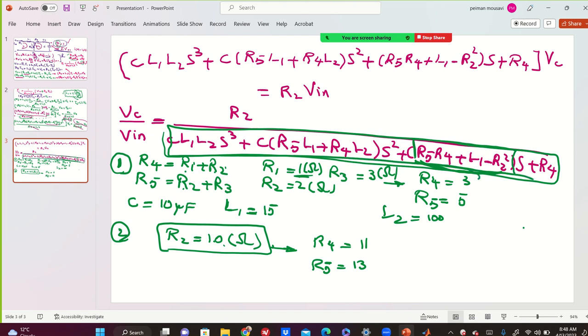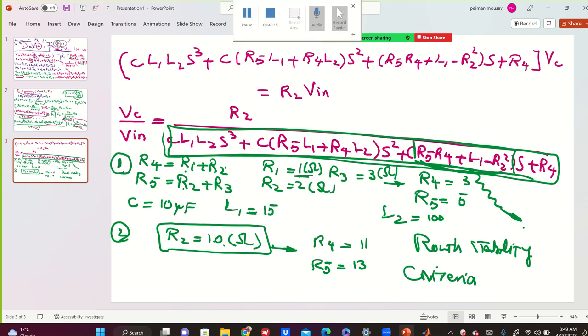Okay, and that's why we are going to the last topic of this class, with the name of the Routh stability criteria. Okay, understand? Routh stability criteria, the last topic of this class.